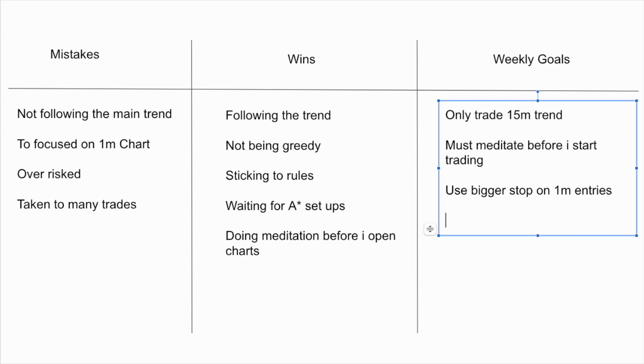So try this, guys. Just keep it really simple. On a Monday you can go, okay, these are my mistakes of the week, these are my wins from last week, and these are my weekly goals. So I'm not going to focus on the 1 minute chart, I'm 100% going to stick to my risk parameters of 1% or whatever it is, and I'm only going to try and take 2 to 4 trades, but I'm going to wait for quality setups. So it's really easy now to zone in on what needs fixing for that week.